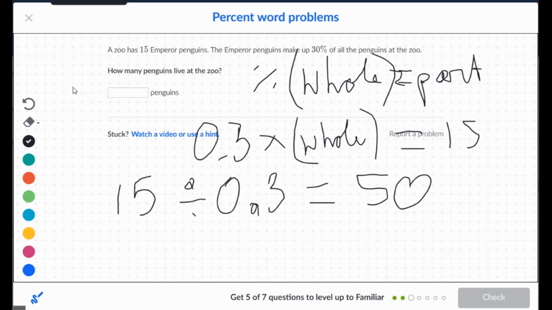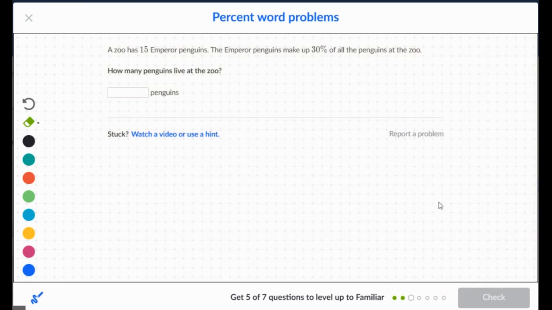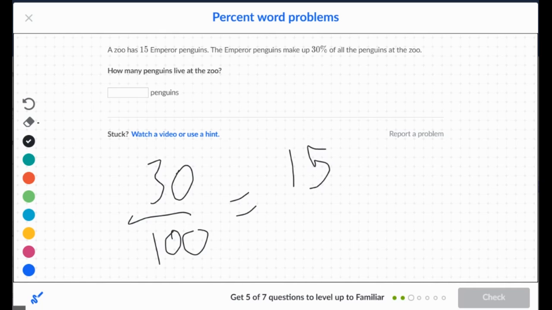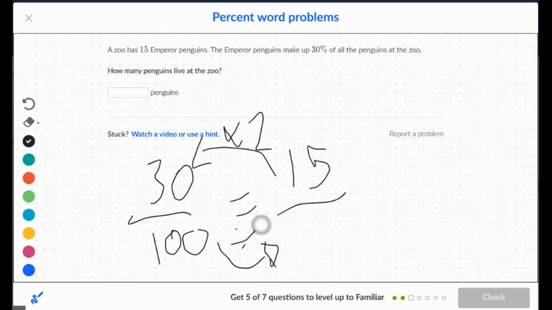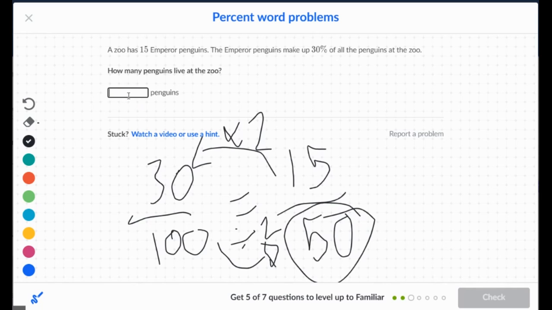And so if I were to do the other method, I would have 30% will be equal to 15. And 15 is my part, so it goes on top, over what number? And I know here that this is times 2. My arrow is going to the left, so if I'm going the other direction, I divide by 2. 100 divided by 2 is 50. So my answer is 50 total penguins.